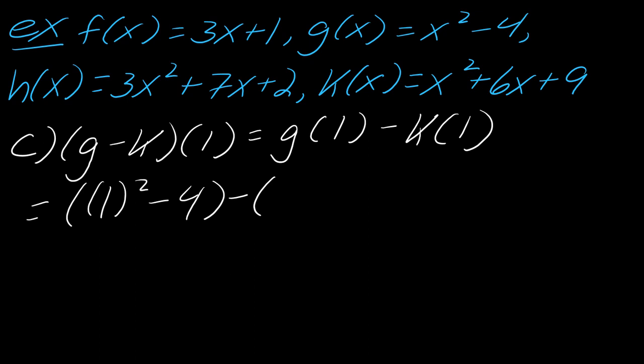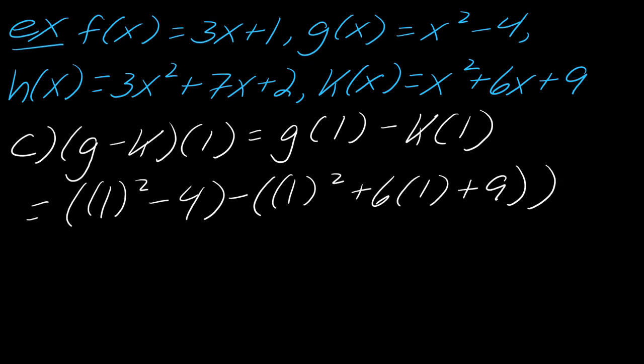And then here's k, and I'm going to put in a 1 for all the x's. So this becomes 1 squared plus 6 times 1 plus 9. And so now there are no x's here, and really what I've got to do now is just evaluate these 2 different operations. So I've got to do 1 minus 4, so this first set of parentheses becomes negative 3.